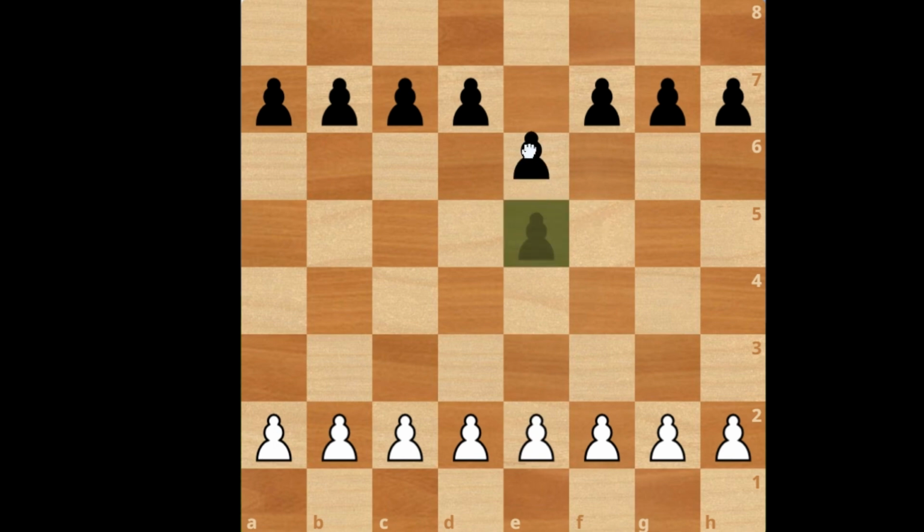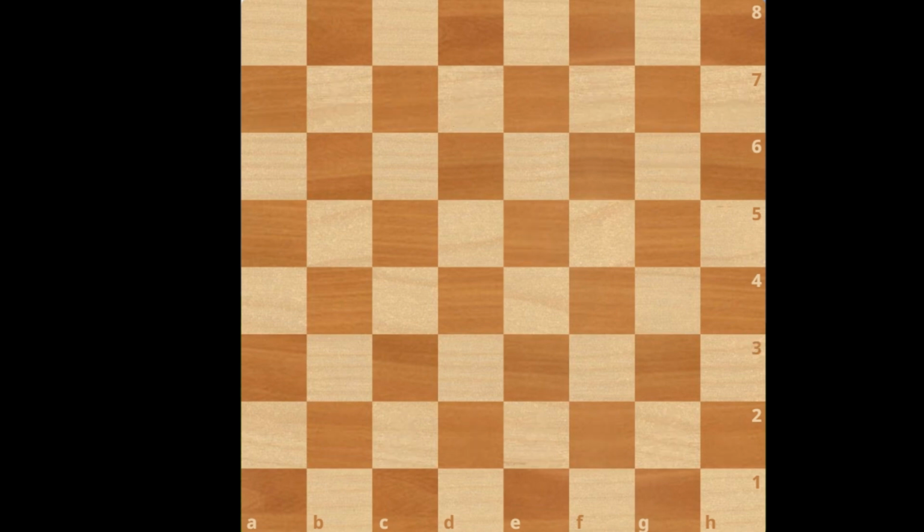Also, a pawn captures in a different manner than how it moves. Here is a white pawn. Now, suppose it has two pawns in front of it, but diagonally in front. It can capture any one of those. But the pawn needs to be right in the front diagonal, like this.